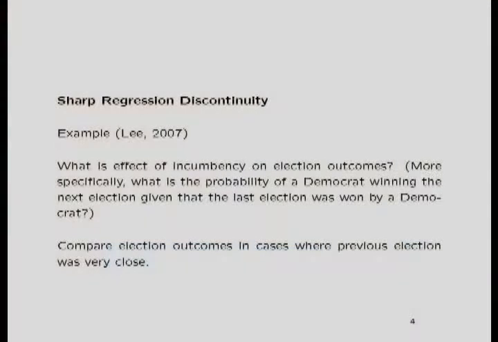So as an example, I'll show some graphs from this paper by David Lee, who is interested in the effect of incumbency on election outcomes. The idea there is to compare subsequent elections in cases where the current election had an outcome that was very close to 50-50, where essentially who won was more or less random. The idea is then to compare subsequent election outcomes, the ones where Democrats won the first one with the ones where Republicans won the first one.